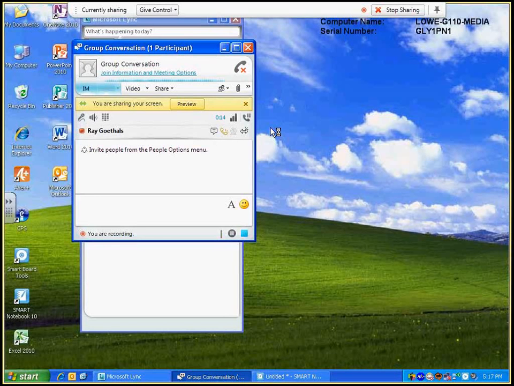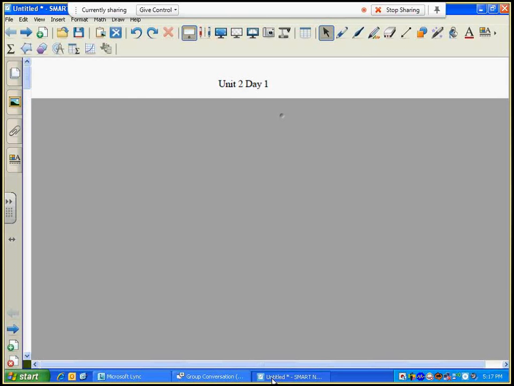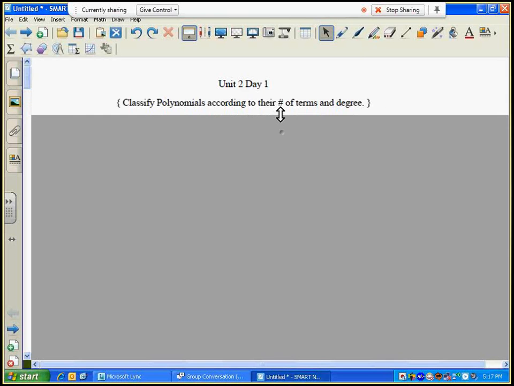Take some quick notes for Unit 2, Day 1. Right below this on your notes, Unit 2, Day 1, if you would go ahead and write your learning objective. Today we're going to classify polynomials according to their number of terms and degree.